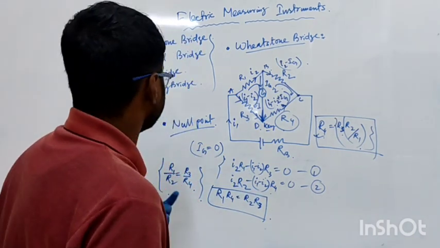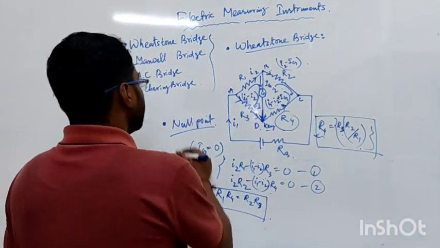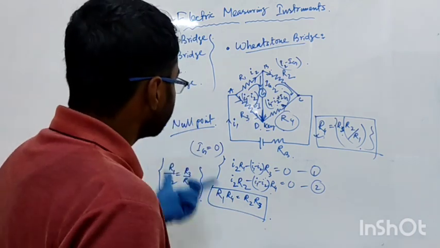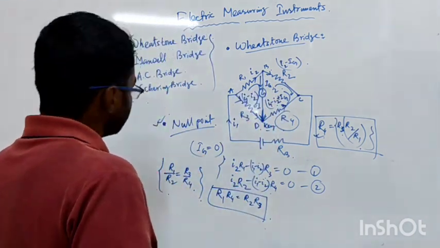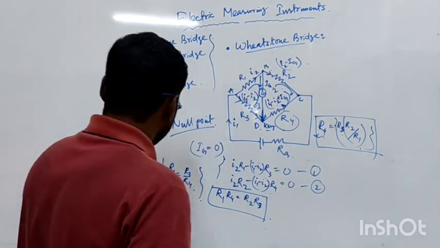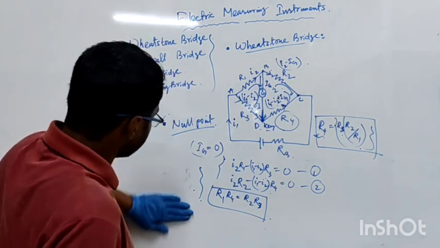But now we will see, if we do not find the null point, then what will be the expression of the current Ig. So we will find the equation for the null current.